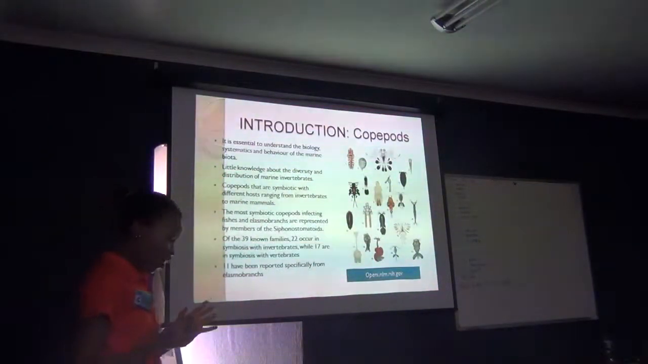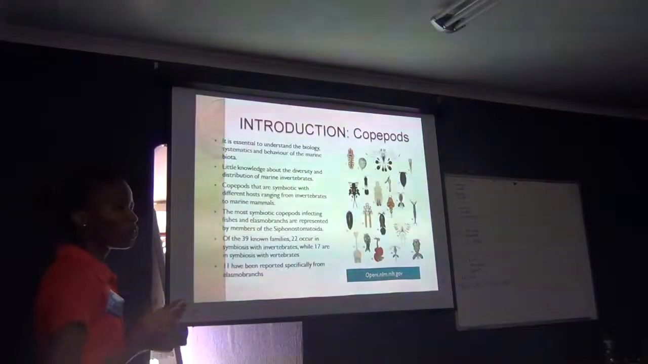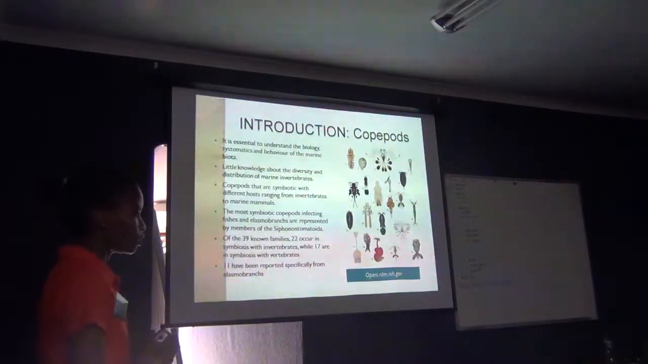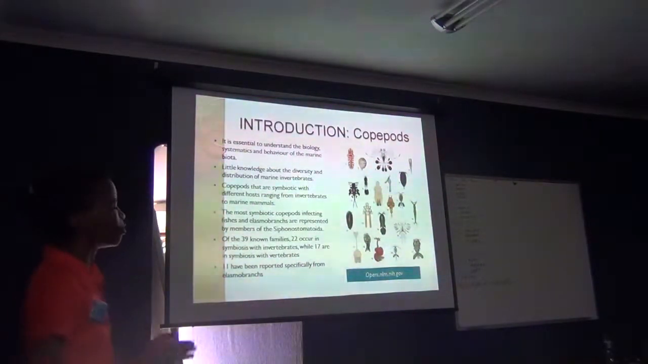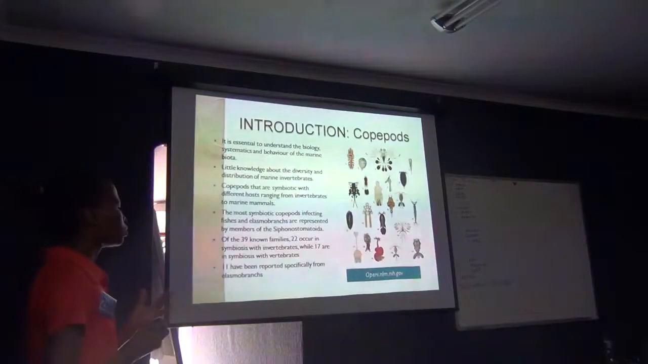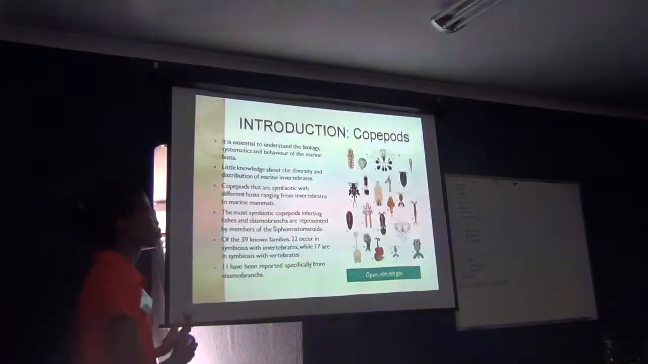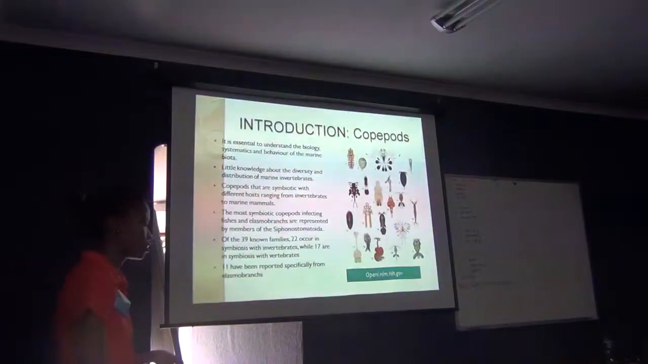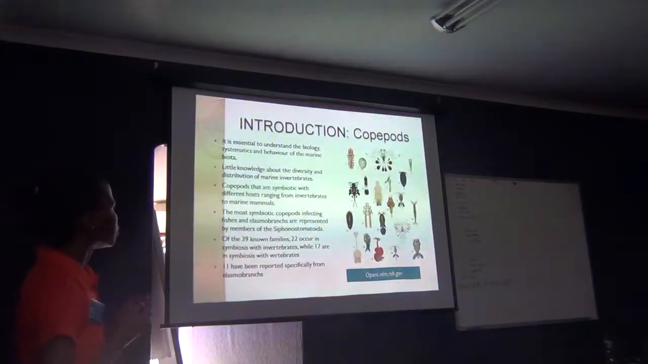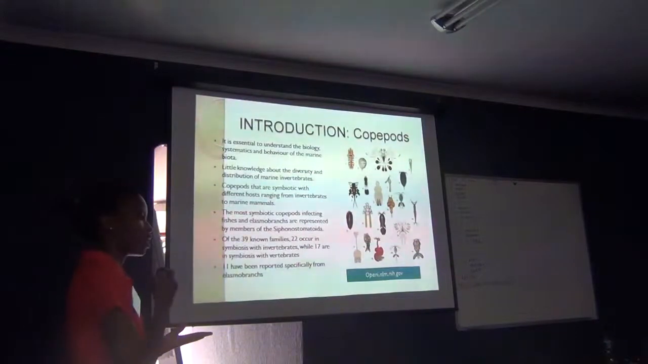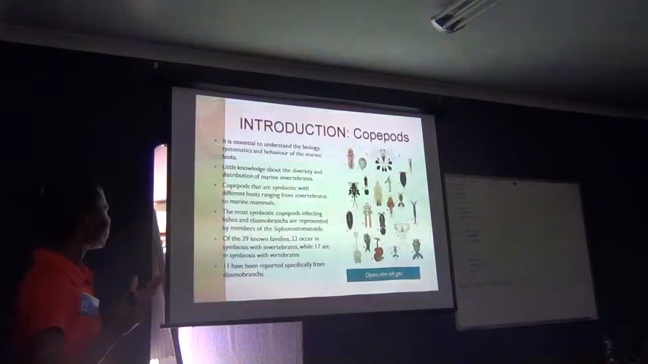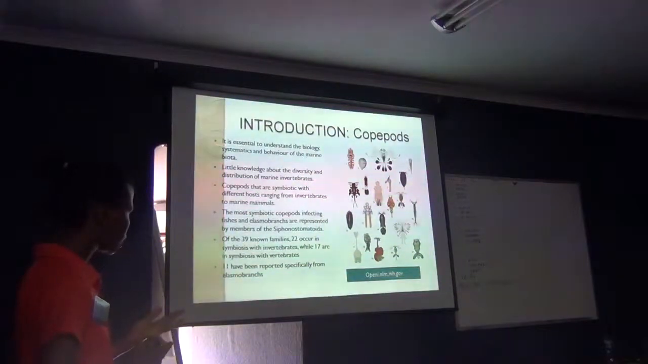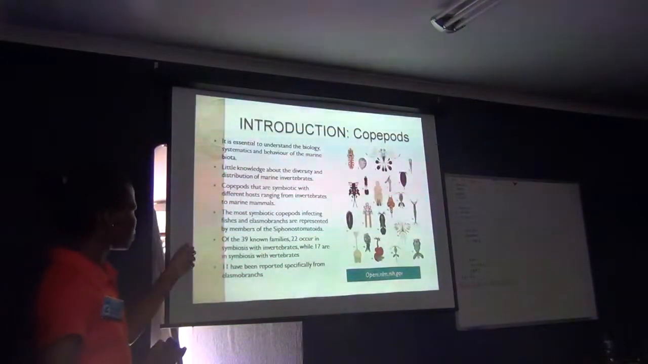We all know that in order to conserve our marine biodiversity, it's essential to understand the biology, the systematics, and the behavior of the marine biota. There's very little knowledge, especially in South Africa, about the diversity and distribution of marine invertebrates, especially the copepods that are symbiotic with different hosts, ranging from invertebrates to marine mammals. Some of the most symbiotic copepods we find in the order Siphonostomatoida. There are actually 6 orders, but most of them we find in the order Siphonostomatoida.